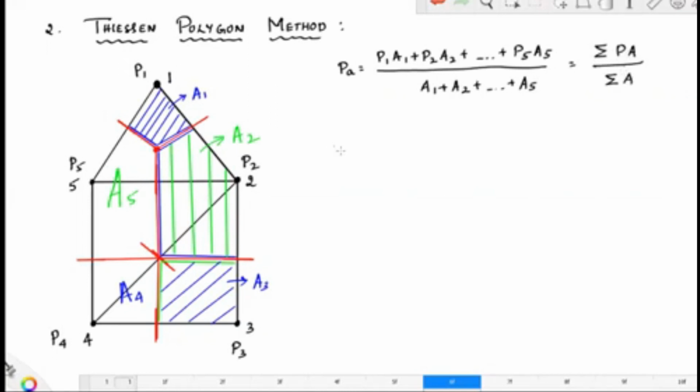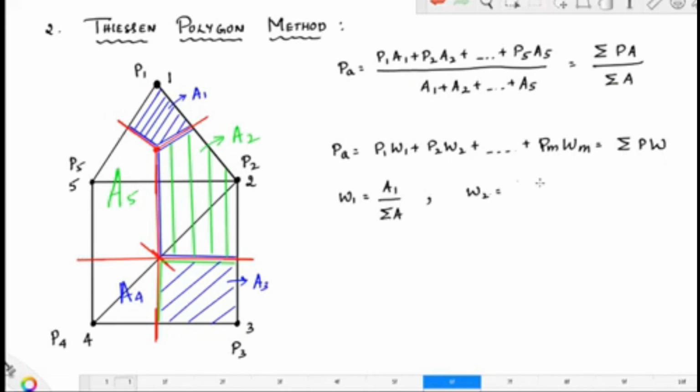Or if you want to write it with respect to Thiessen weights, you can write like this: P1 W1 plus P2 W2 plus, continue the values till PM WM. Or in short, you can write summation of P into W. So W1, W2 are Thiessen weights. You can write W1 is equal to A1 divided by summation of A, W2 is equal to A2 divided by summation of A, and so on.